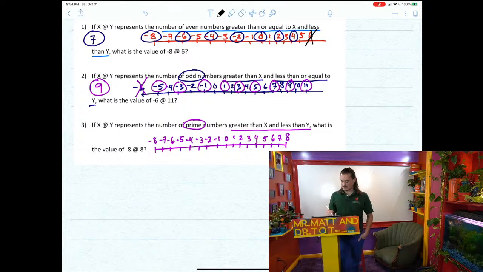So negative 7 is prime, negative 5 is prime, negative 3 is prime, negative 2 is prime. Negative 1 is not prime, 0 is not prime, positive 1 is not prime, positive 2 is prime, positive 3 is prime, positive 5 is prime, and positive 7 is prime. So we have 1, 2, 3, 4, 5, 6, 7, 8. So the answer to number 3 is 8.